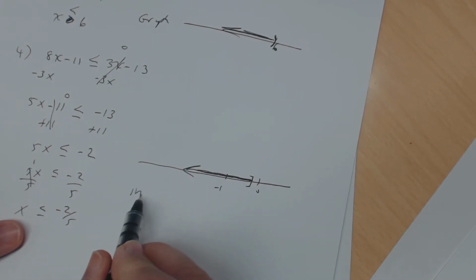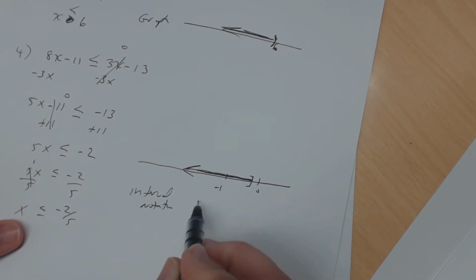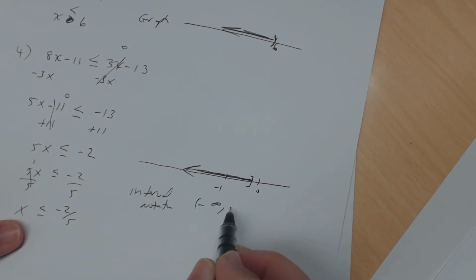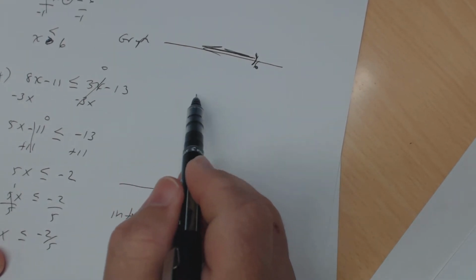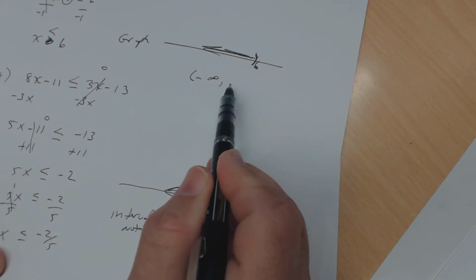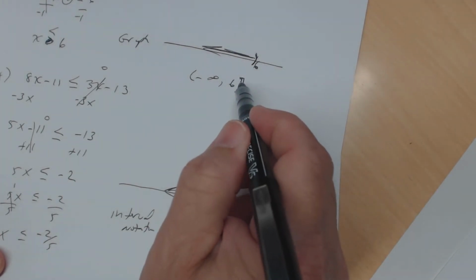Now in terms of interval notation, it'll be negative infinity to negative 2/5 with a bracket. And here, that would be negative infinity to 6 with a parenthesis. Oops, sorry, parentheses.